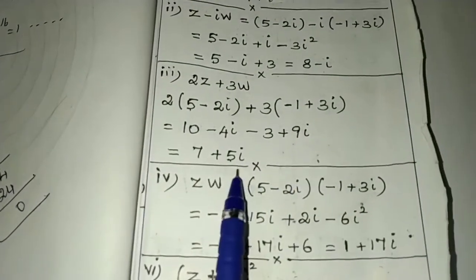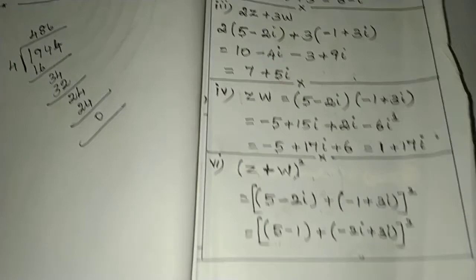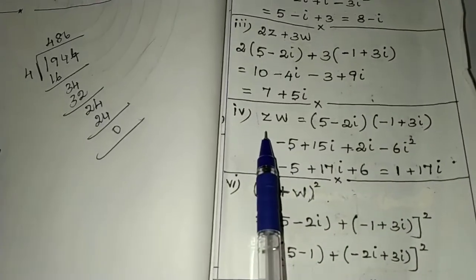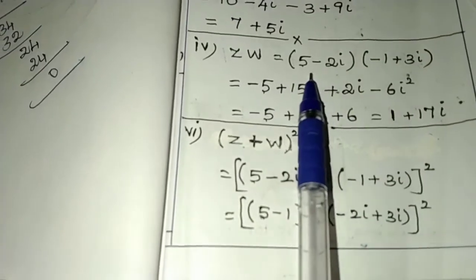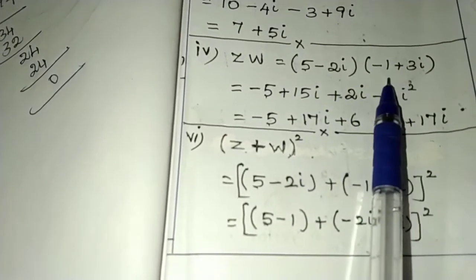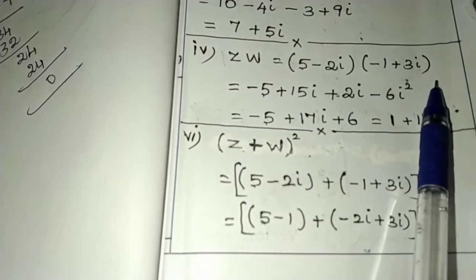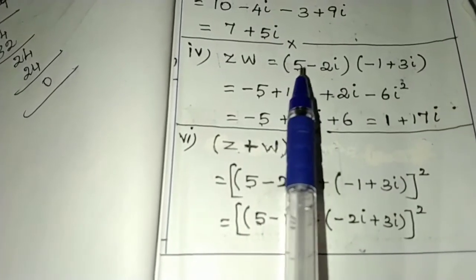What is the value? That is 5i. Okay. Next, ZW. ZW means Z = 5 minus 2i, W = minus 1 plus 3i. Okay. Now, just the algebraic method.